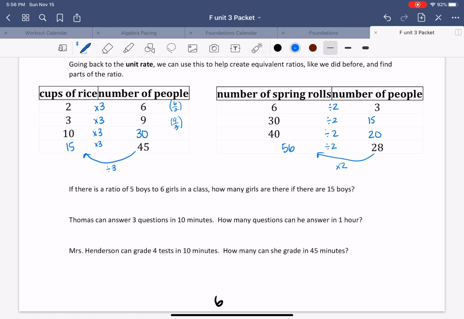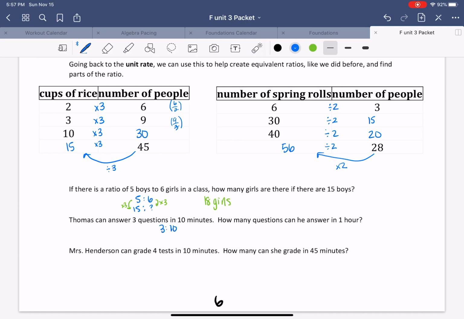We can also use ratios, or this equivalent unit rate stuff, to find different parts of ratios. So if there's a ratio of 5 boys to 6 girls in a class, how many girls are there if there are 15 boys? So looking at this, 5 times 3 is 15, so I do 6 times 3 to find the number of girls, and that's 18 girls.